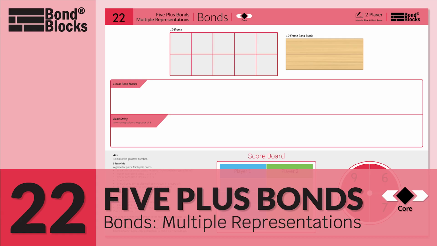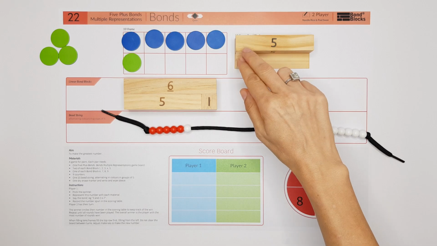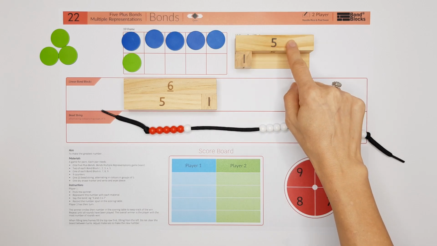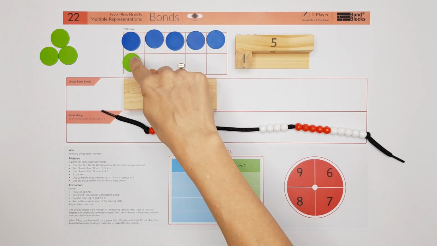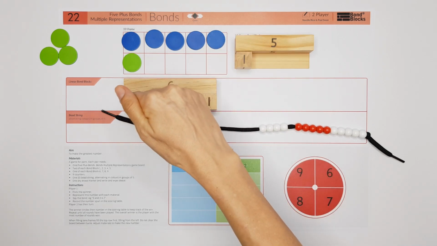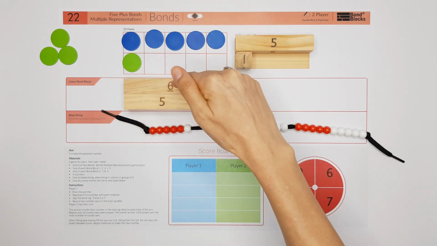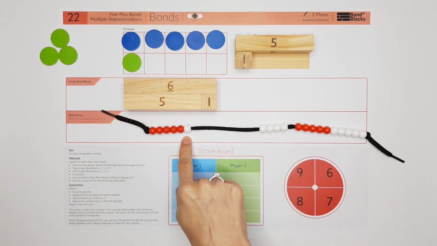Welcome to Activity 22. In this activity, we will be developing the concept that the wholes of 6, 7, 8 and 9 can be made up of two parts that are joined together. One of these parts will always be a 5. We will be representing each whole using counters on a 10 frame, bond blocks on an empty 10 frame, bond blocks in a linear way as part whole, and beads on a bead string.